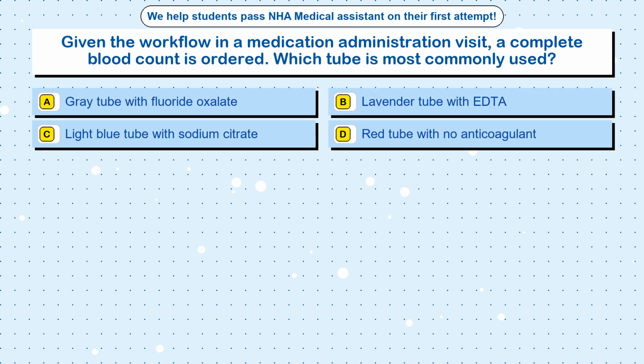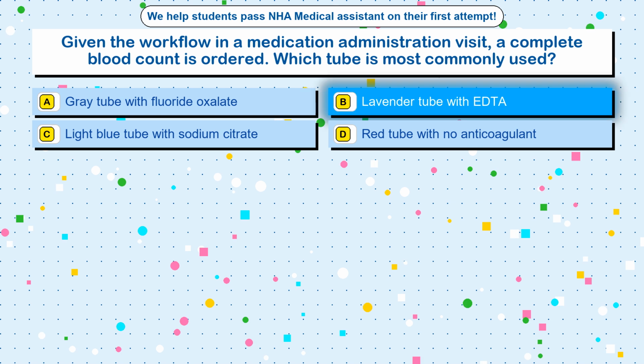Question 2. Given the workflow in a medication administration visit, a complete blood count is ordered. Which tube is most commonly used? Option A. Gray tube with fluoride oxalate. Option B. Lavender tube with EDTA. Option C. Light blue tube with sodium citrate. Option D. A red tube with no anticoagulant. The correct answer is option B.